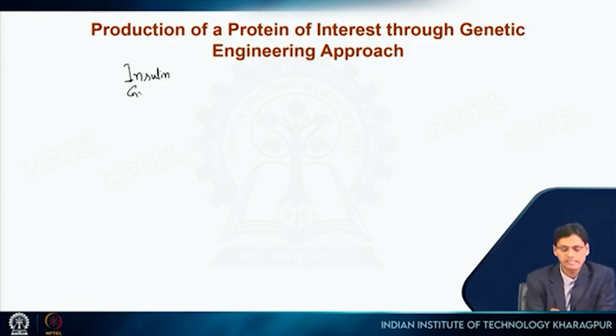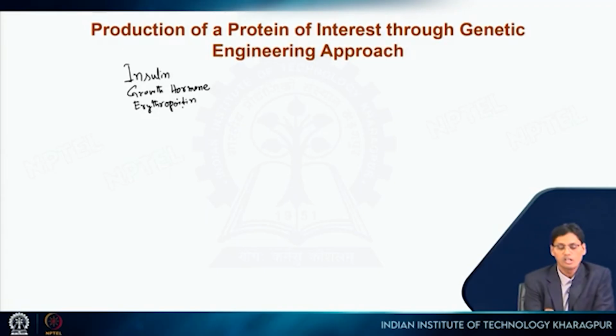And then many growth hormones, and another example I would say erythropoietin. All these proteins can be produced using recombinant DNA technology or genetic engineering.